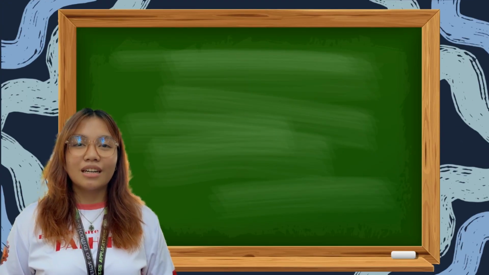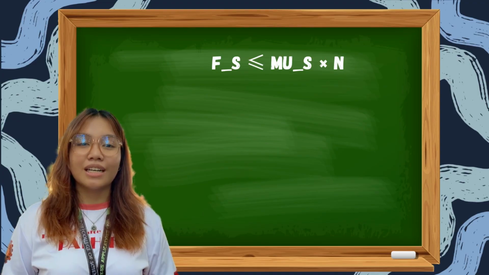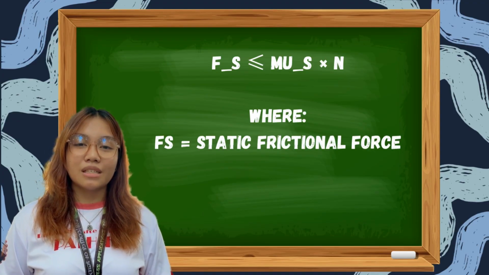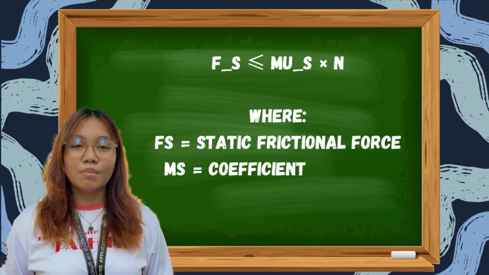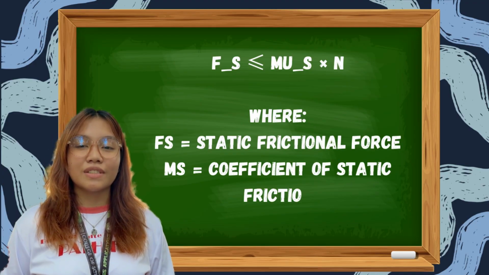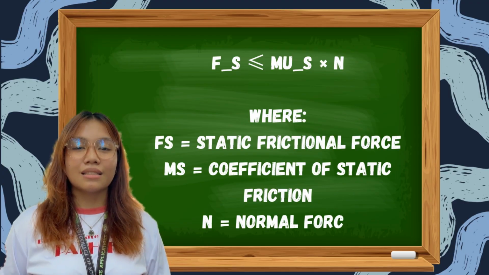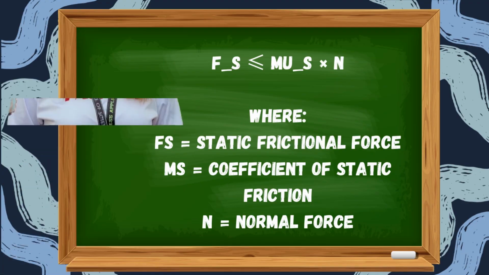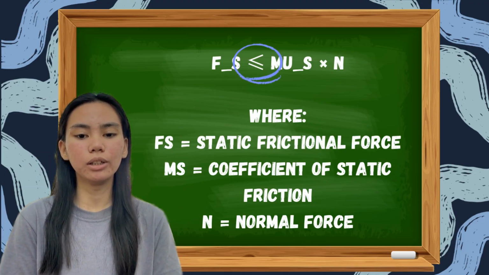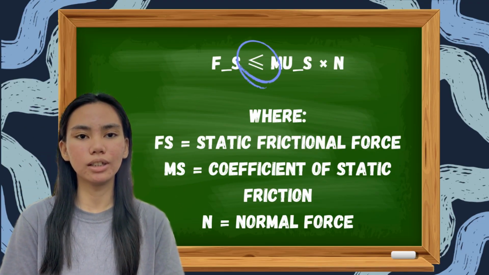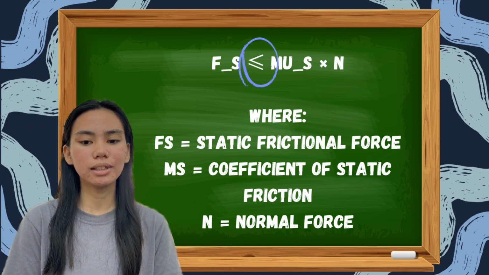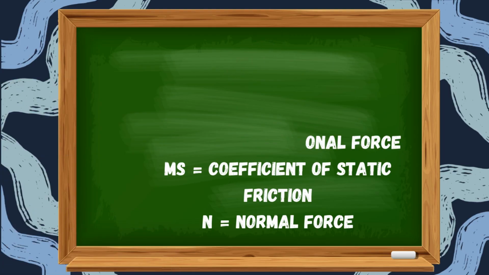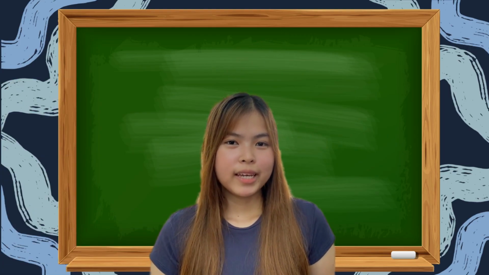Here's the formula. F sub s is less than or equal to mu sub s times n, where F sub s means the static friction force, mu sub s is the coefficient of static friction, and n is the normal force, the support force coming from the surface. Less than or equal to, because static friction adjusts itself. It increases as you push harder until it reaches its maximum limit. And that's when motion begins.